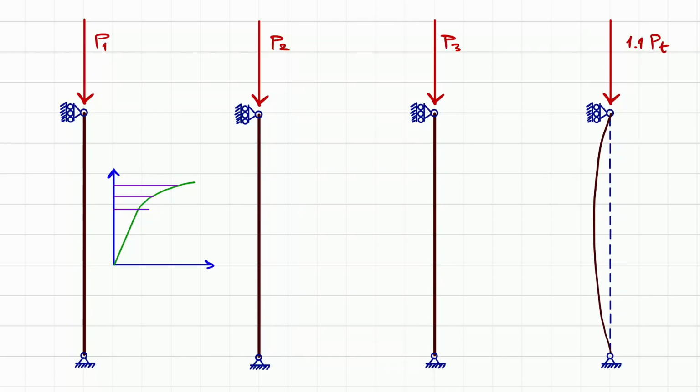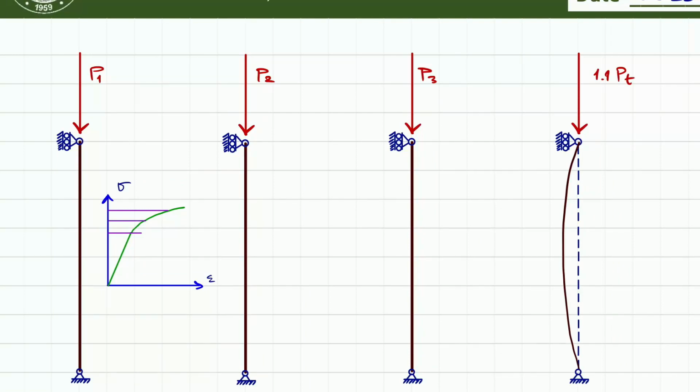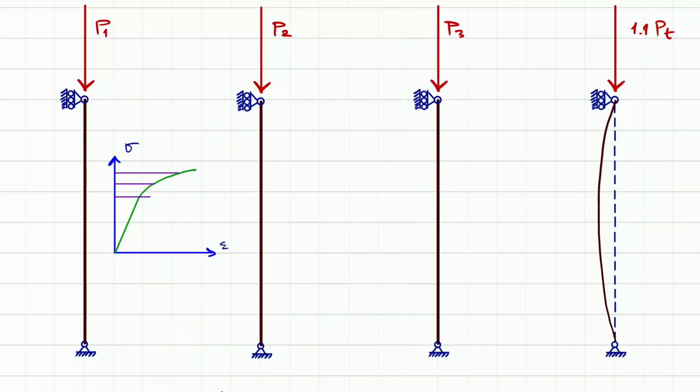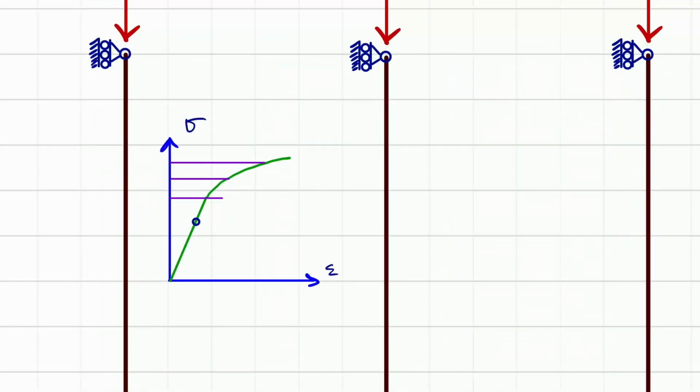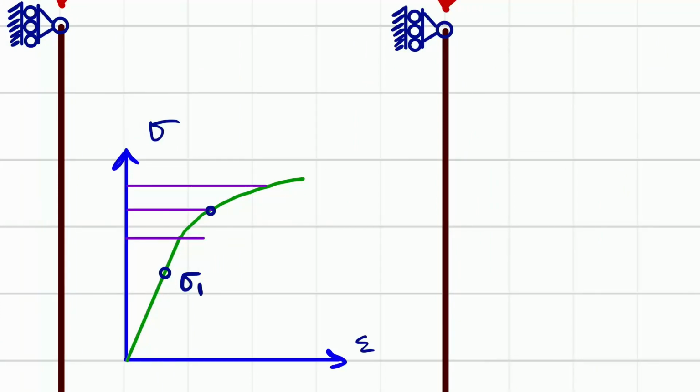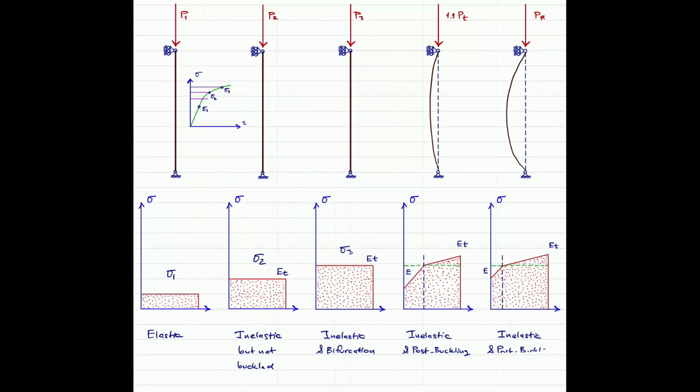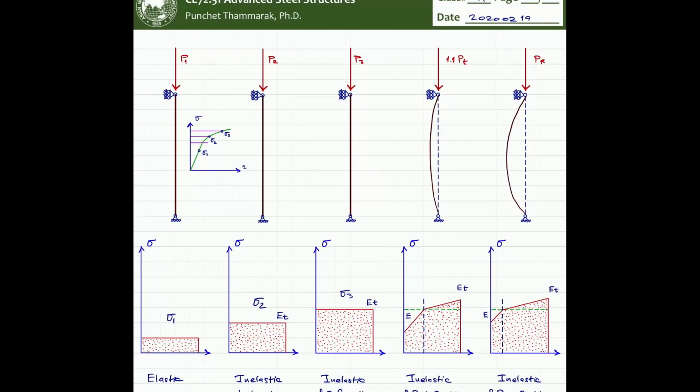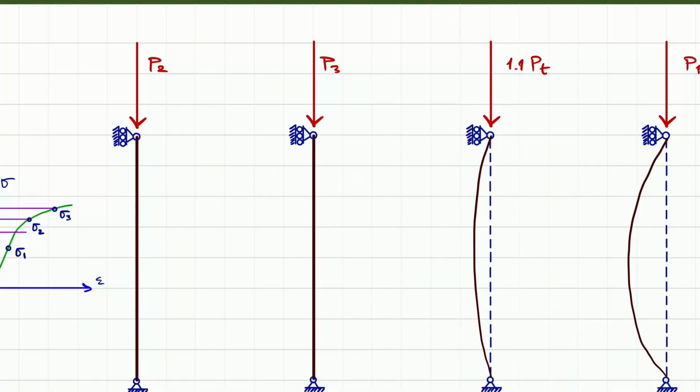So I shall put this is the stress and strain relationship. Sigma 1 should be somewhere in here. Sigma 2 is at the yielding state already. So the one right next to this P3 has a load which is just a little bit above P3, just to give you the sense that it is just a little bit above.